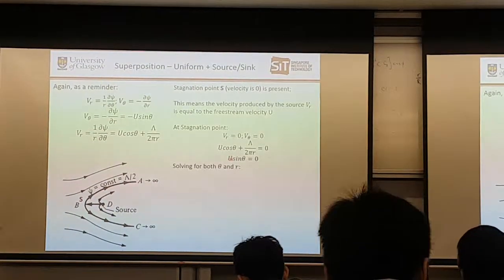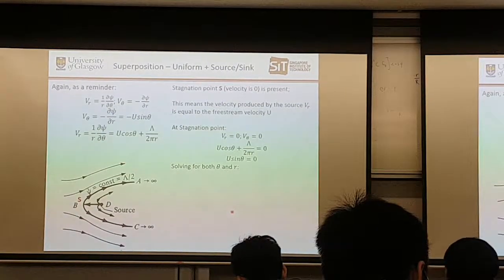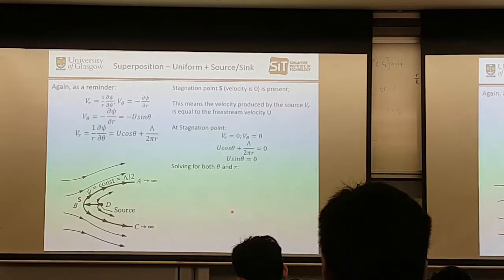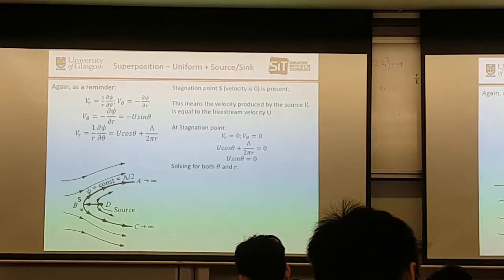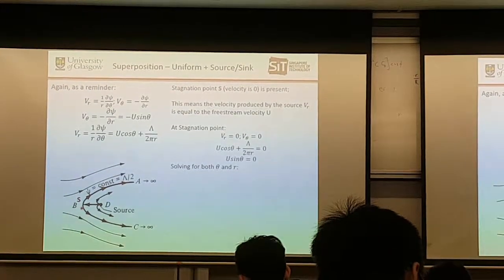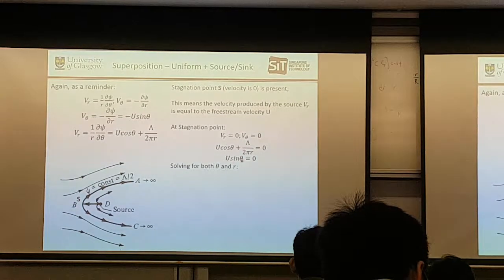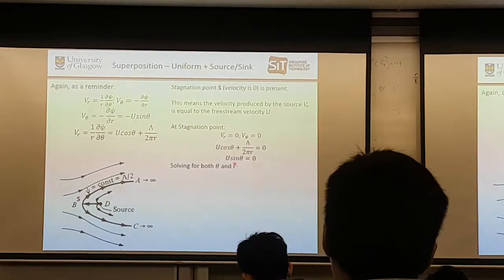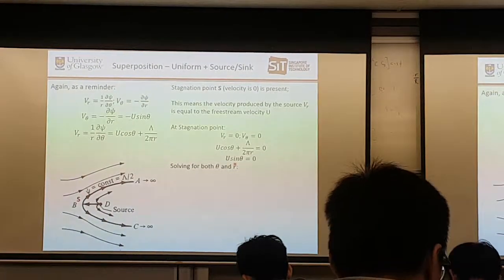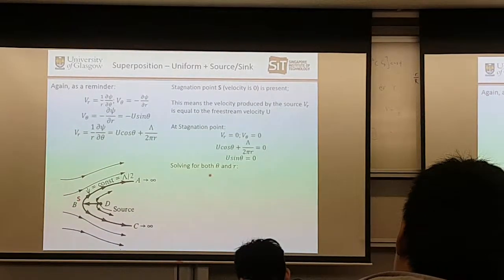I can then solve for my theta and my r. What do you think theta is equal to? What should theta be equal to at this point here? Okay, if I use this equation here, u sine theta equals 0. That means my theta can be two values, either 0 or pi.